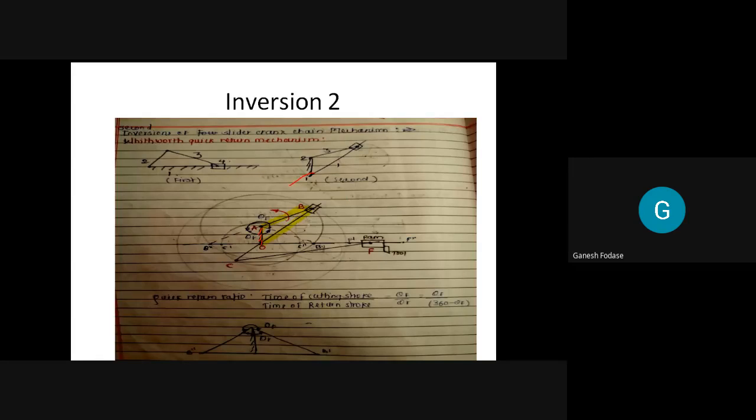So OB is extended, and now BC will act as a single link. OB is one link, but we extend it up to point C. So how many links are there? Fixed link 1, the second link, the third link, and the piston is the fourth link. This is your mechanism. OC is not a separate link, but OB is extended up to C. So BC is a single link.